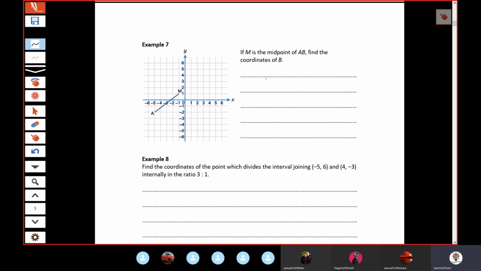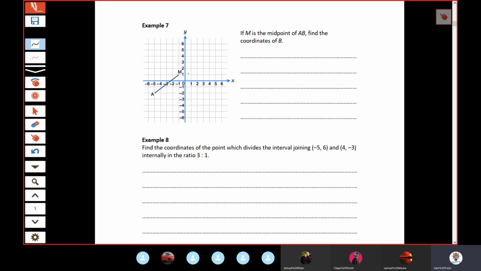Pretty much the same question, but we'll do it again. If M is the midpoint of A and B, that means B is somewhere, again, if we take an educated guess, B is somewhere here. Find the coordinates of B. Okay, so what's step 1? Well, we don't know what B is, right? So we're going to label that as X and Y.